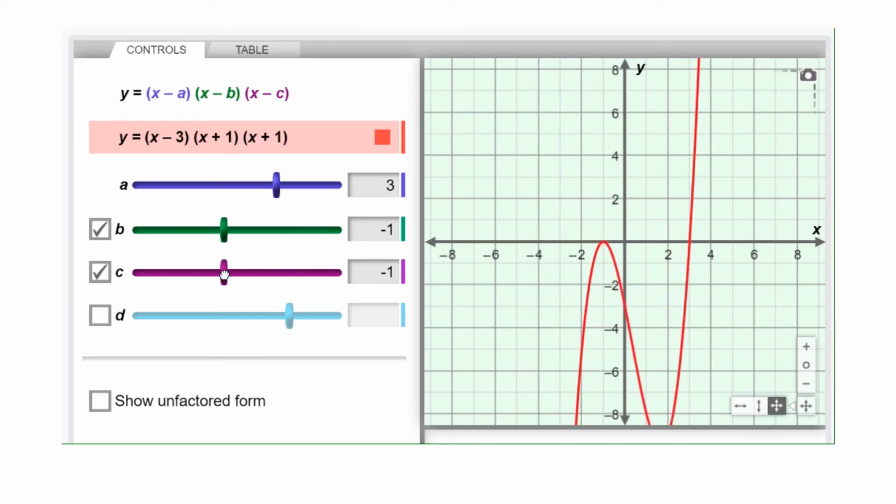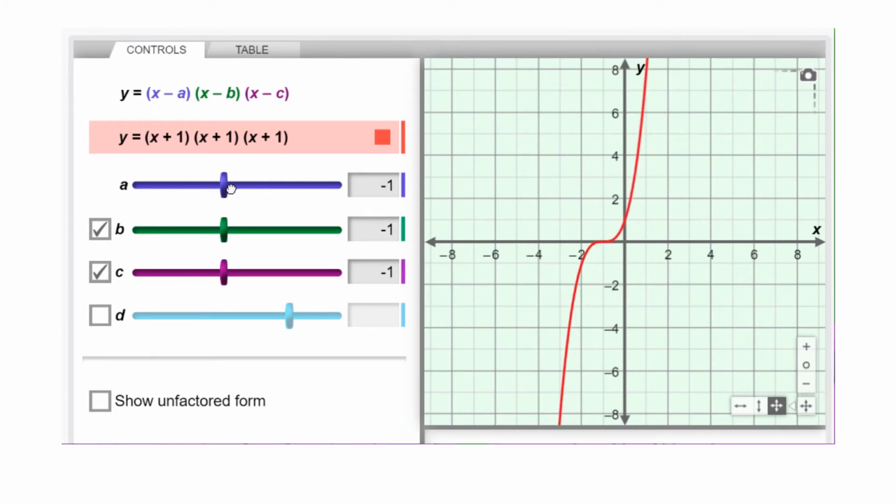Let's see if we have a squared factor. So if we have 2 of them the same, we have x plus 1 the same, that would be the same as writing x plus 1 squared. We have a parabolic shape there, like a quadratic shape. The x minus 3, there's only one of them, so it goes straight through the x-axis there. So if the factor is squared, then the graph has a parabolic shape. If the factor is linear, it has a straight through or a linear shape. And if the factor is cubed, then we have a cubic shape at that factor.